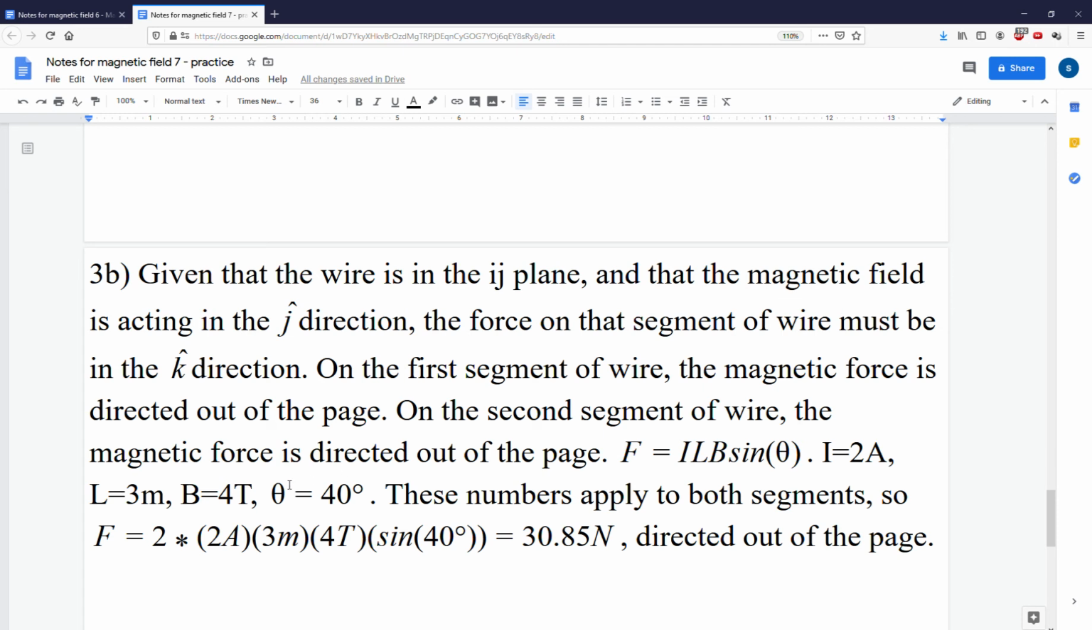And since these numbers are the same for both segments of wire, we can just say that the total force is the force of one of them multiplied by 2. So the total force is 2 times 2 amperes times 3 meters times 4 Tesla times the sine of 40 degrees, which gives us 30.85 newtons. And since both segments of wire have magnetic force pointed out of the page, the net force will be pointed out of the page.